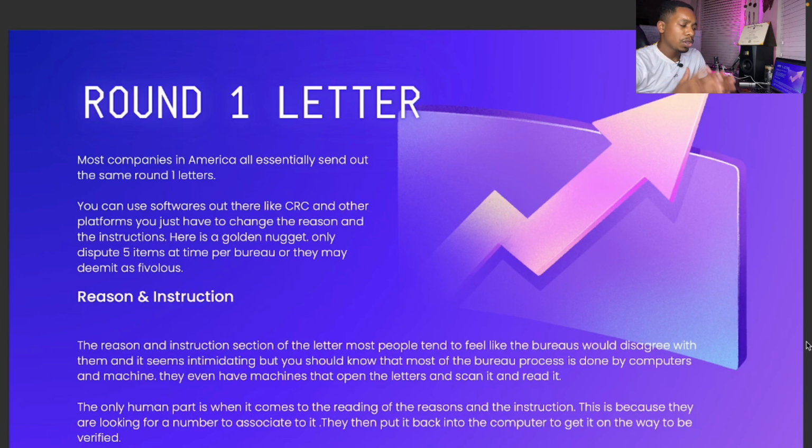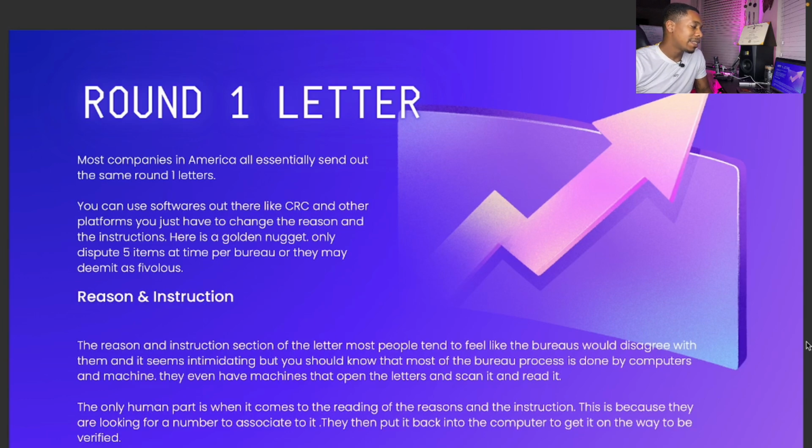But I want you to know that most of the bureau's process is done by a machine, by computers, and they even have machines to open the letters and scan what it is that you wrote, right? So the only human part, which is probably only 5 or 10% of it, is that they're going in and actually reading the reasoning and the instructions because they want to match it to that identifying code. And then they just input it right back into the computer, right?